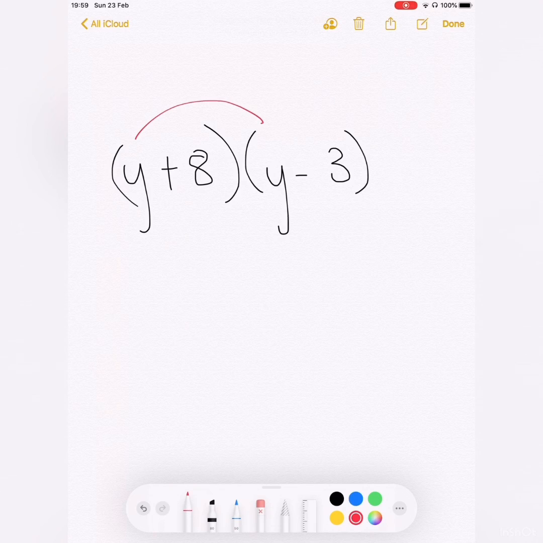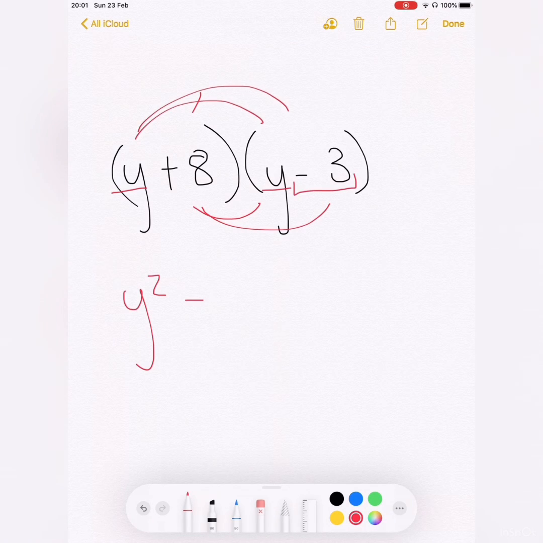So again, draw on our moons, the very first thing we must do. So we're going to do y times y, which is y squared. Cross it off where we've done it. Then we do y times minus 3, which is minus 3y. Again, cross it off. Then we do 8 times y, which is positive 8y. And then 8 times minus 3, which is minus 24.